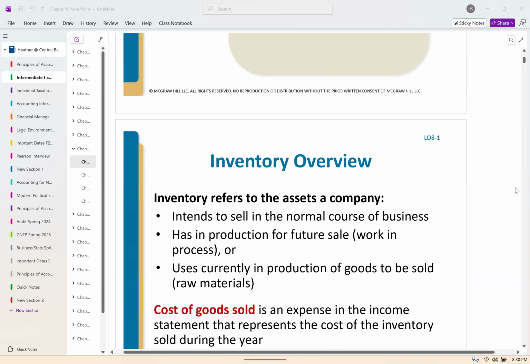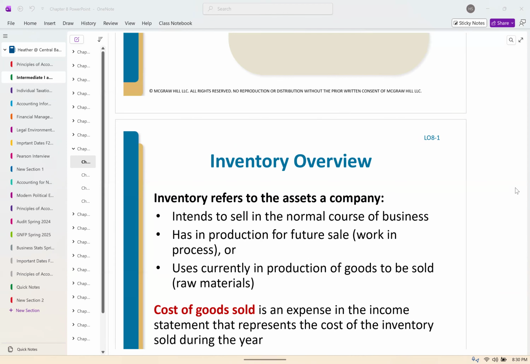So, inventory for a merchandising business is one of the biggest assets. If you think about all the inventory in every single Walmart warehouse, that is a logistical nightmare to me. But that is where technology helps keep up with that inventory.